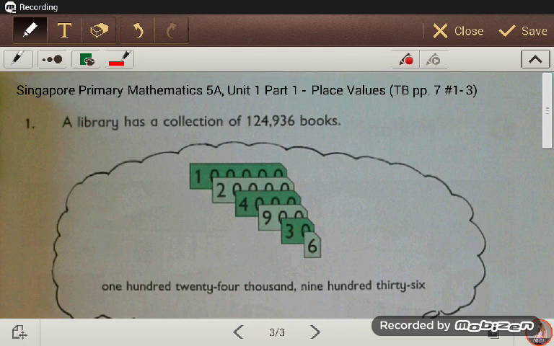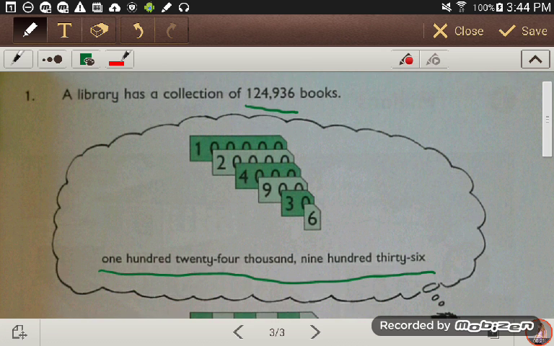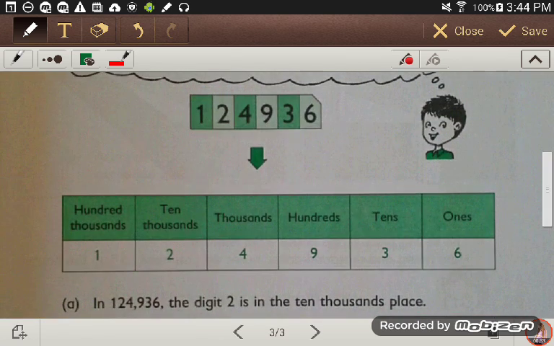All right, if you look at your textbook, page 7, we're going to go over the first 3 practice problems. The library has a collection of 124,936 books. You can see here is the number written digitally, and here it's written out in words. Notice you have 124,000, 936. And this is where you've got your place values. If you want to do it in a place value chart, this shows you where each number belongs.